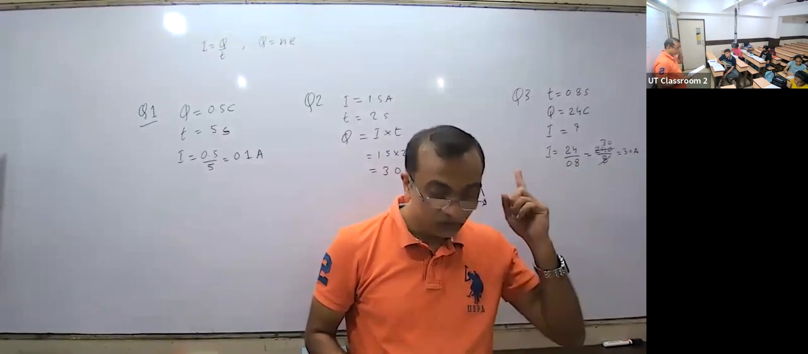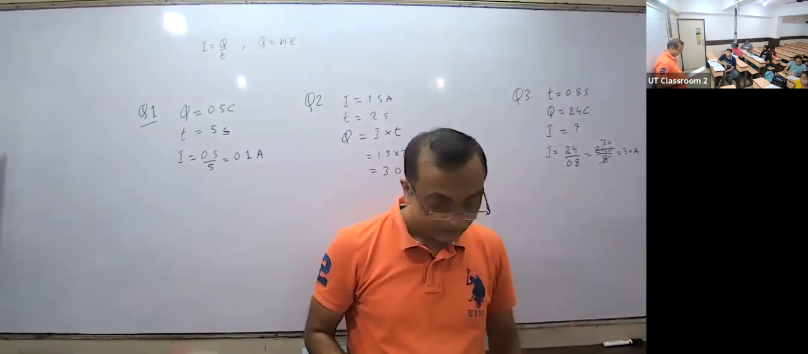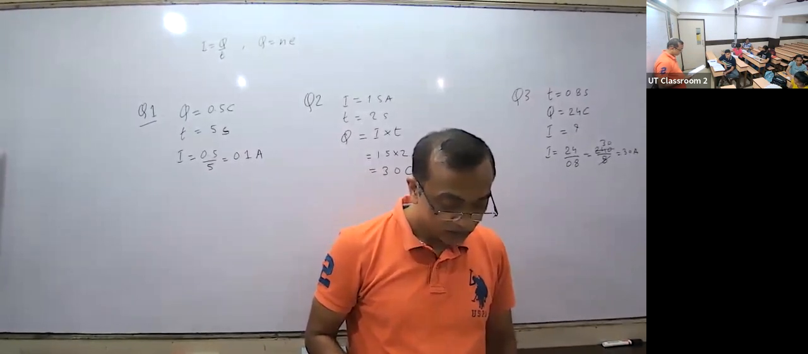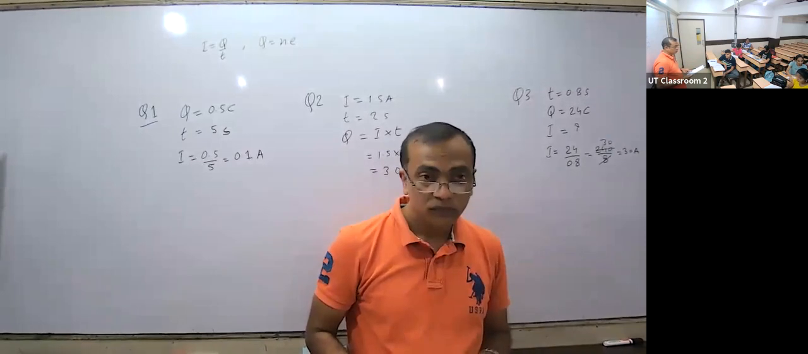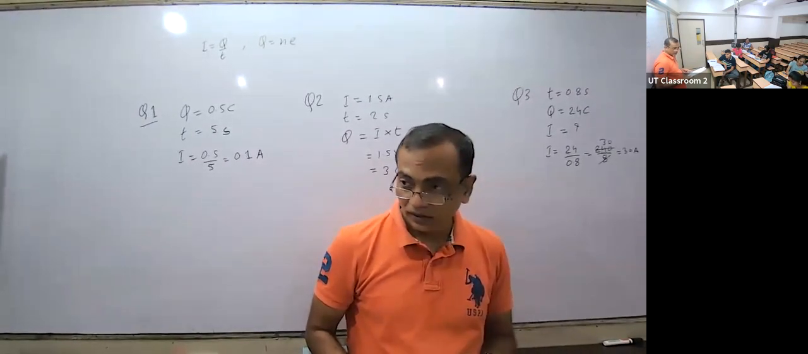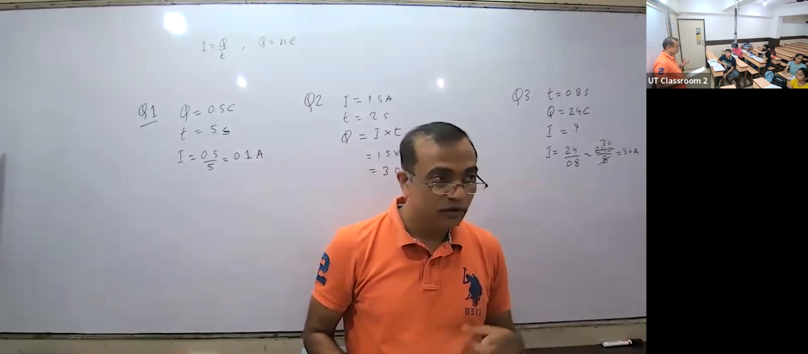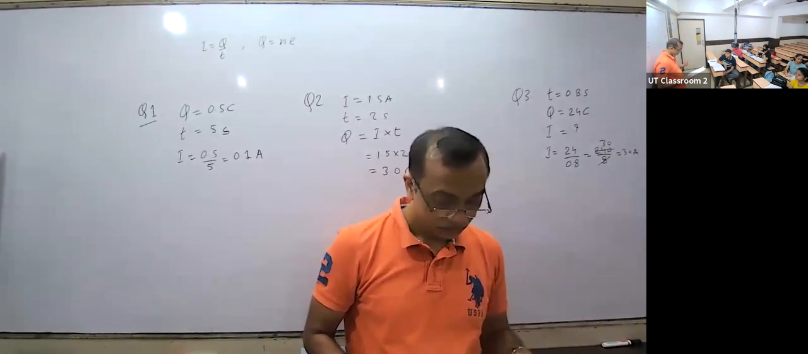So that will be done by I equals Q by t. Then second, how many electrons will flow in this time interval if the charge on one electron is 1.6 into 10 raised to minus 19? So the amount of charge we found is 6 coulomb. So Q is equal to Ne, so 6 is equal to N into e, which is 1.6 into 10 raised to minus 19. So do that.